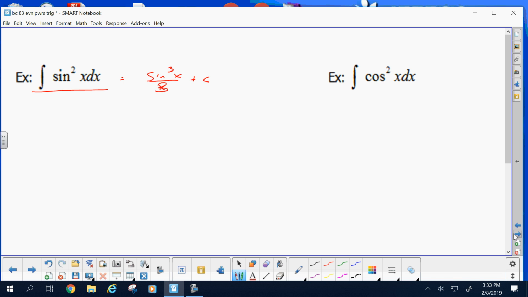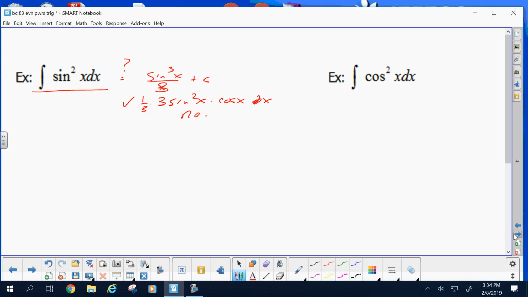That, of course, is a logical thing to try because it's the power rule, but you can see it does not check. If you were to check that, it would be 1/3 of 3 sine squared, but then you'd pick up a cosine by virtue of the chain rule, and it just goes nowhere. So that is not it.